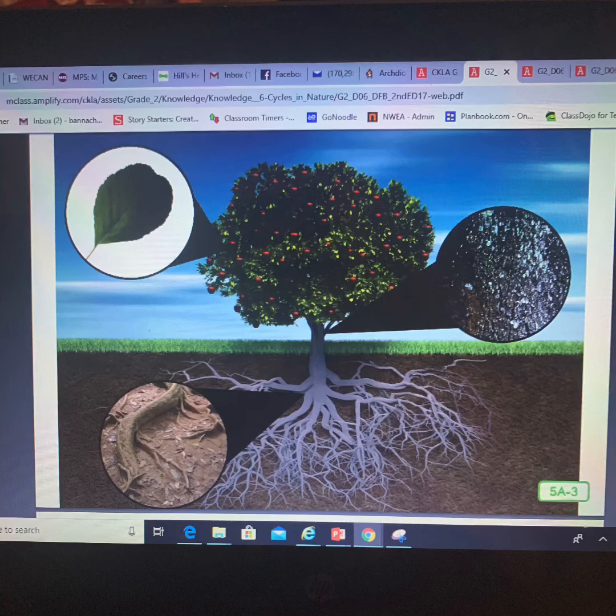Another important part of the tree is the outside layer called the bark. The bark protects the tree from outside forces such as heat, cold, insects, and bacteria. Bacteria are very small living things that often cause disease.